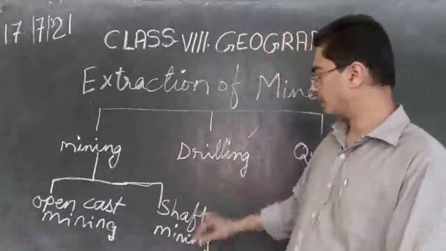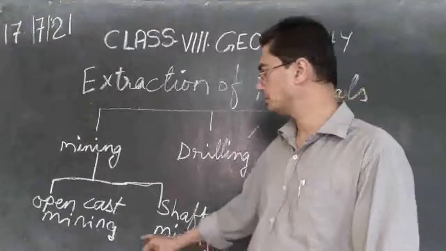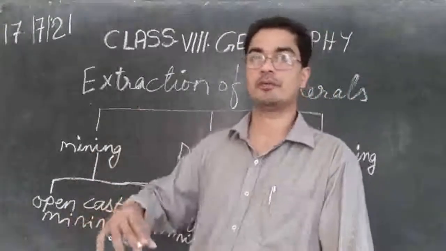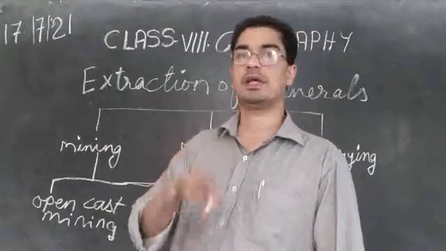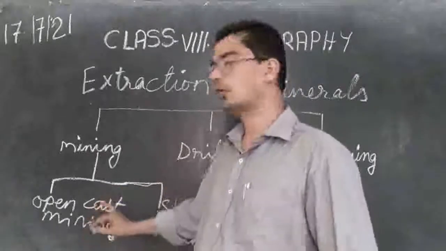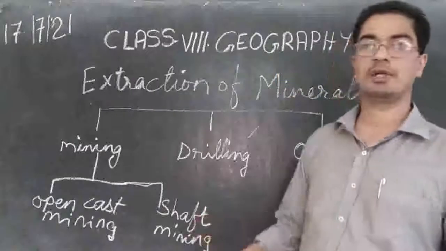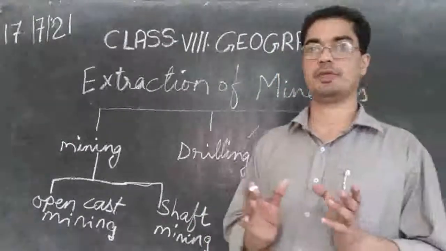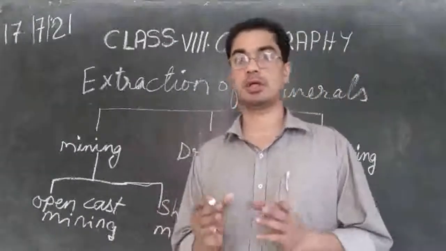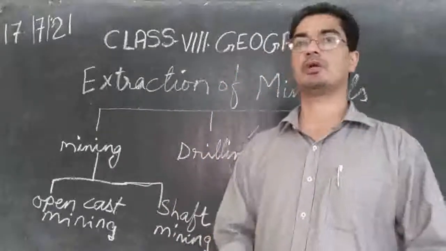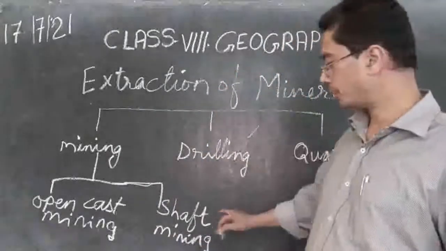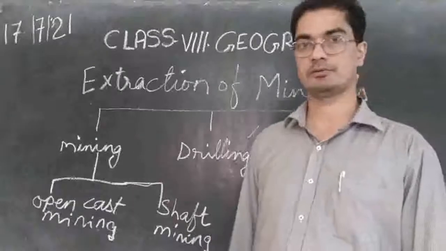And in mining, we can say there are two types. If it is not very deep, then we can just dig and take it out. That is called open cast mining. But if it is very deep, then we need to use a different technique called shaft. We have to dig deep down and use the method of shaft and take it out.